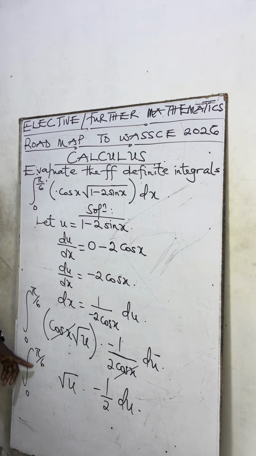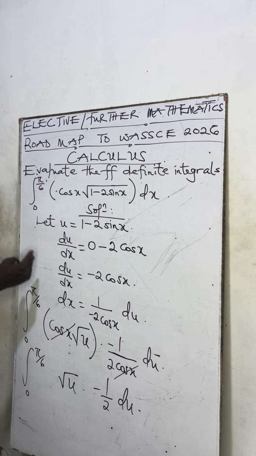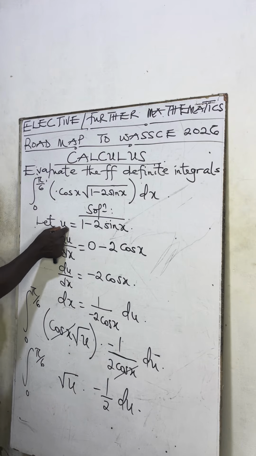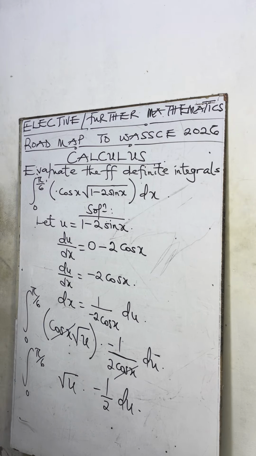Don't forget, pi by 6, we are doing that in radians. The angles are in radians. But if you don't want to change the limit, then you can maintain the x limit. When you are done, make sure that you made u represent 1 minus 2 sine x. You bring it back. That's all. Very simple. You bring it back.